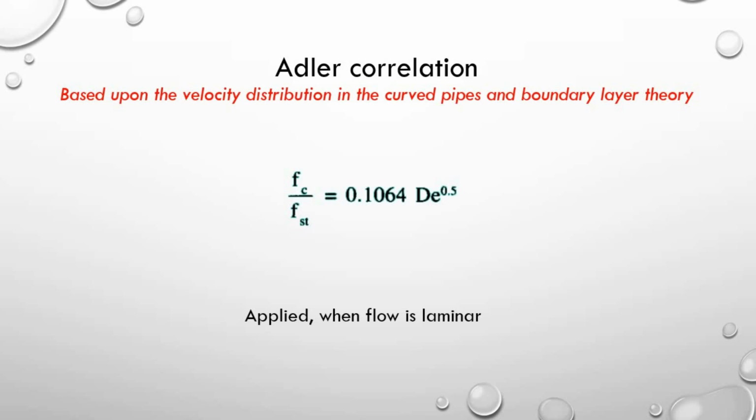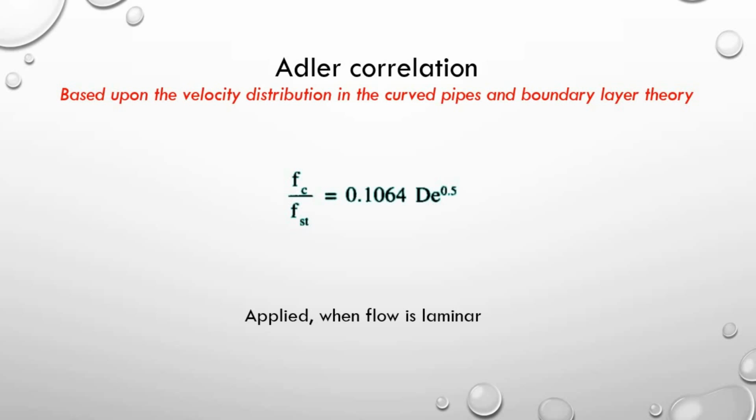A parabolic profile exists in the straight pipe, while in helical coils the profile is not parabolic; it differs somewhat due to the existence of this Dean flow. Using the boundary layer theory, he derived the following relationship, which is applied in the laminar flow regime.